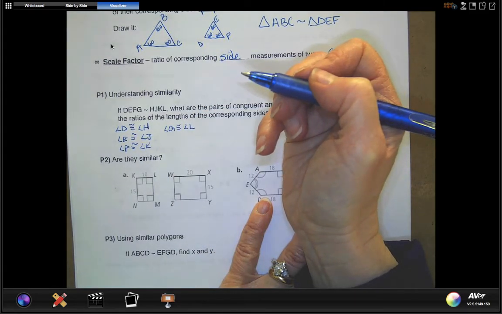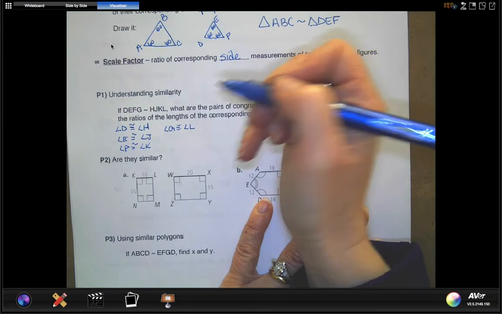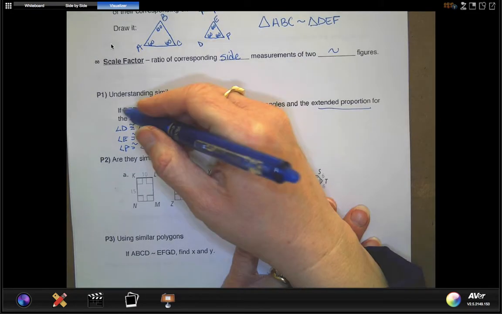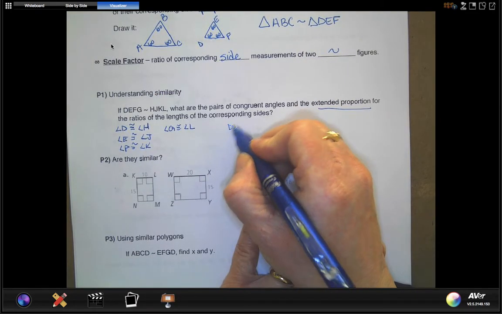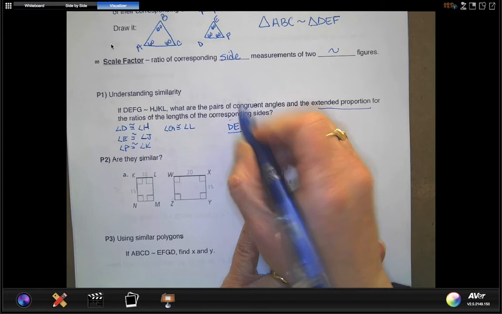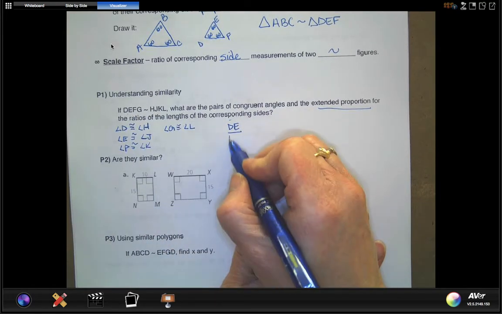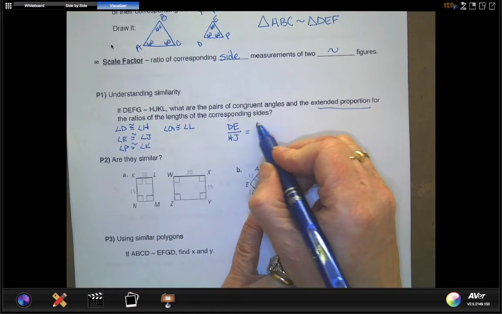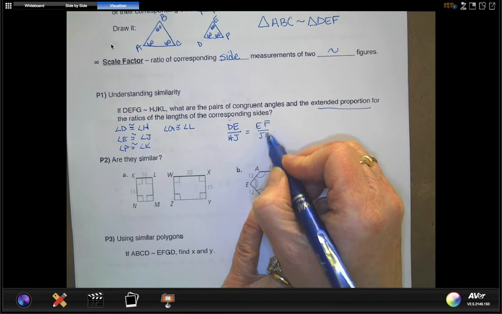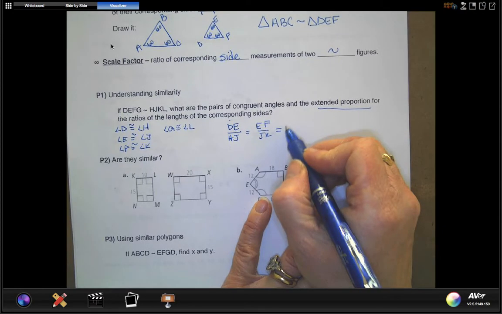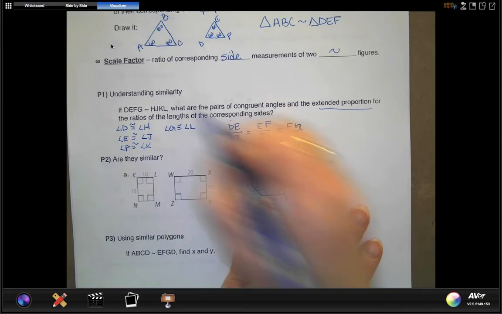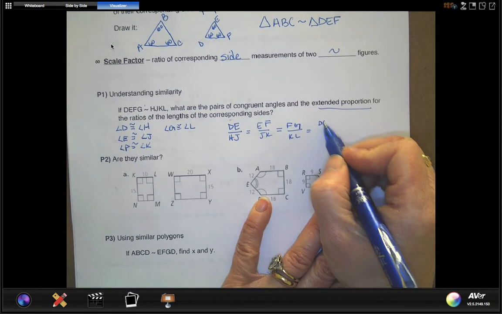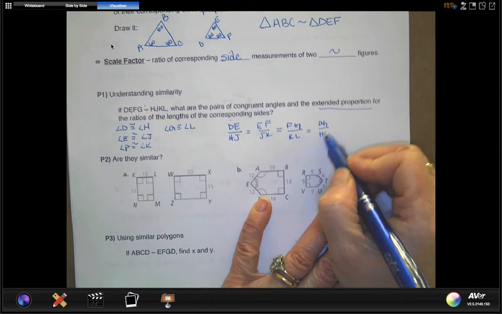And then when I create my ratios for the lengths of the corresponding sides, when I create that extended proportion there, again, I'm going to line up everything. I'm talking about length, so I don't have any notation on top. So DE over HJ is going to be equal to EF over JK. So I'm just lining up the letters. Is going to be equal to FG over KL is going to be equal to DG over HL. Okay?